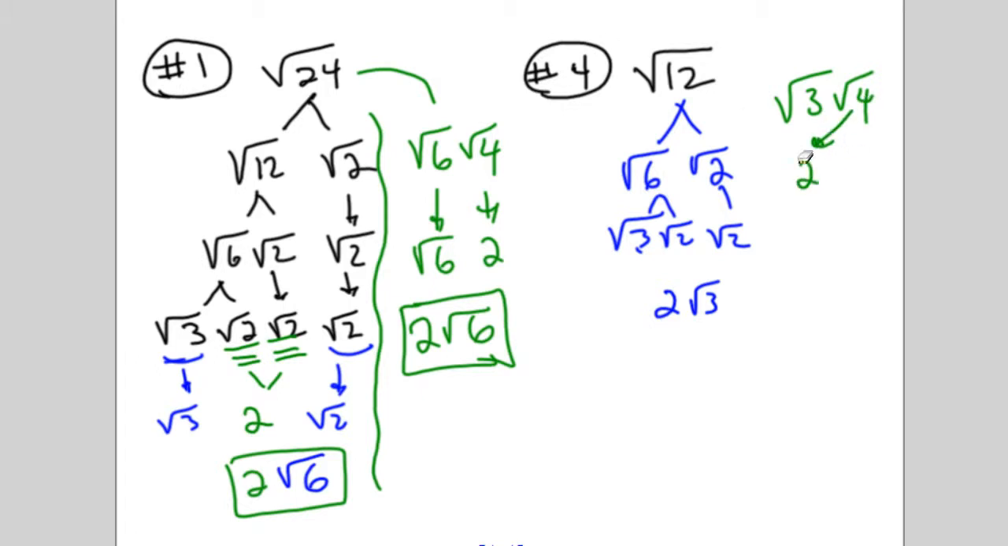Actually, I'll do it like this so as not to confuse you. Okay, this makes a regular 2 right here. 2 without a square root. And this is the square root of 3. Put your whole number first, so it's 2 square root of 3.